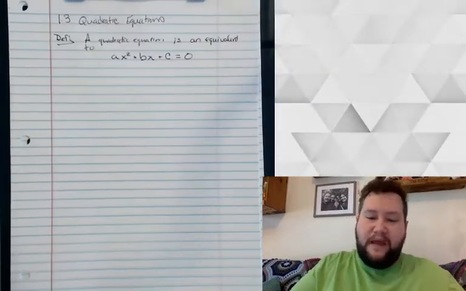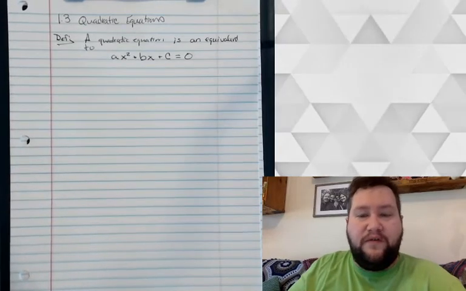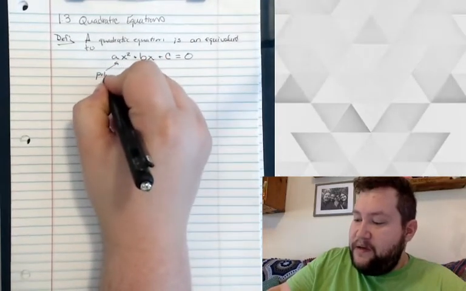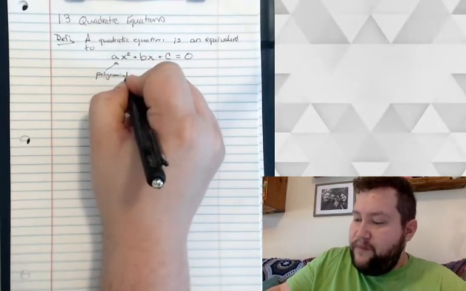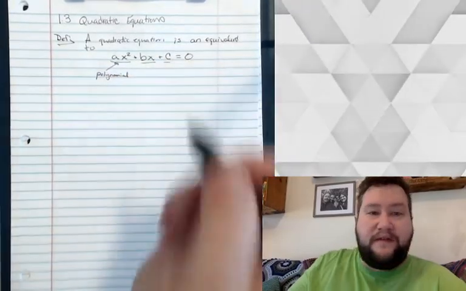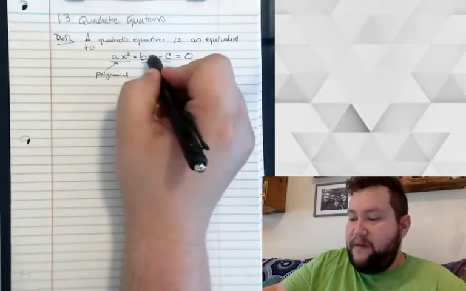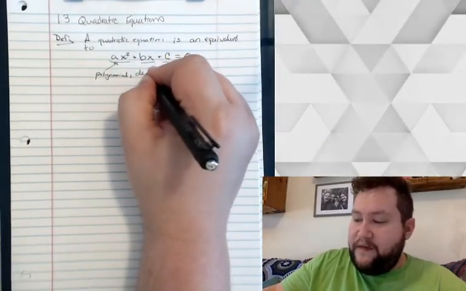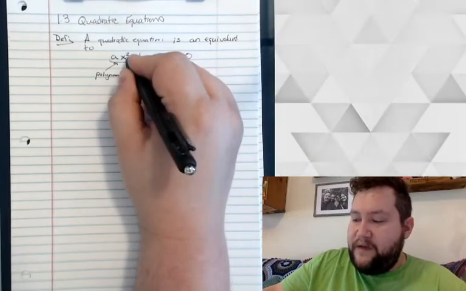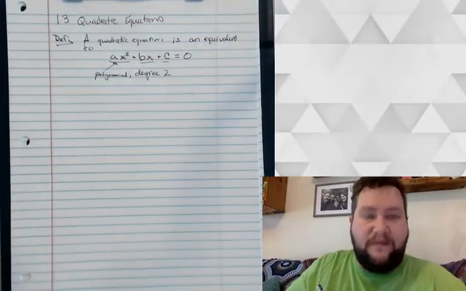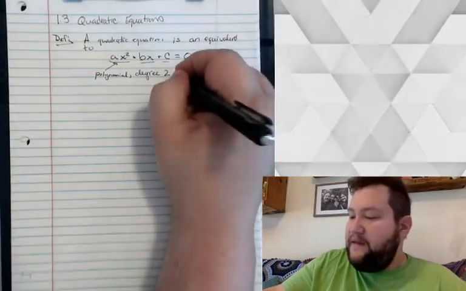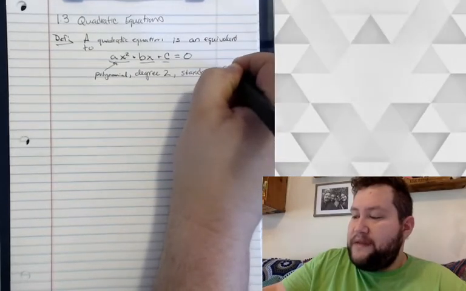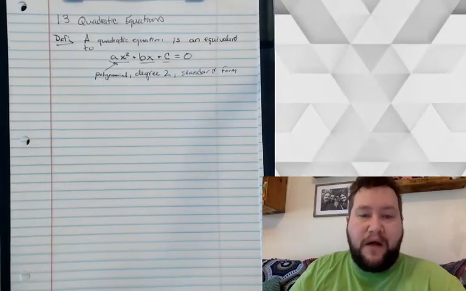to 0. This might look familiar from our review video, because what we have here is really just a polynomial, because we have a term and a constant in decreasing powers of x. Remember we talked about degree, so this is degree 2 because our largest exponent of x is 2. And this is called standard form. Remember, whenever we had a polynomial with everything on one side being equal to 0, we called that a polynomial in standard form.